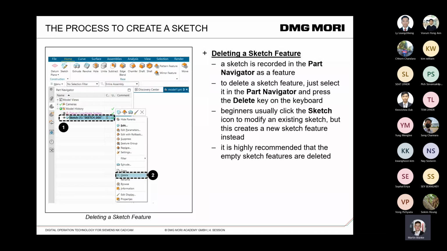Beginners usually click the sketch button to modify an existing sketch, but this creates a new sketch feature instead. So it could happen that you create a new sketch, but you don't want to create a new sketch. You can click on the sketch in the Part Navigator with your right mouse button, and then the pop-up menu, as you can see here, appears. There you find the operation Delete, and with this operation you can delete unnecessary sketches in your part.